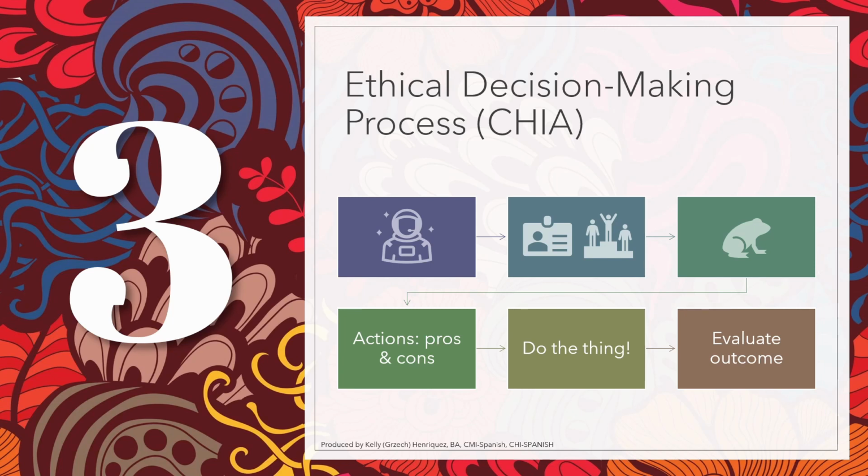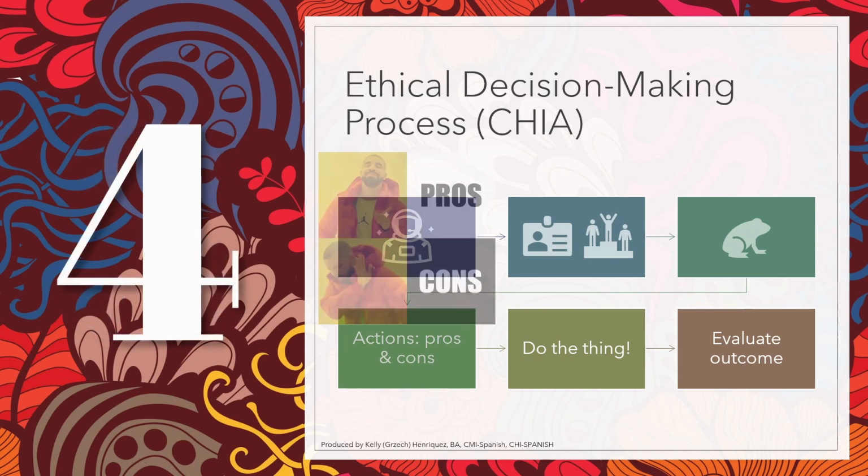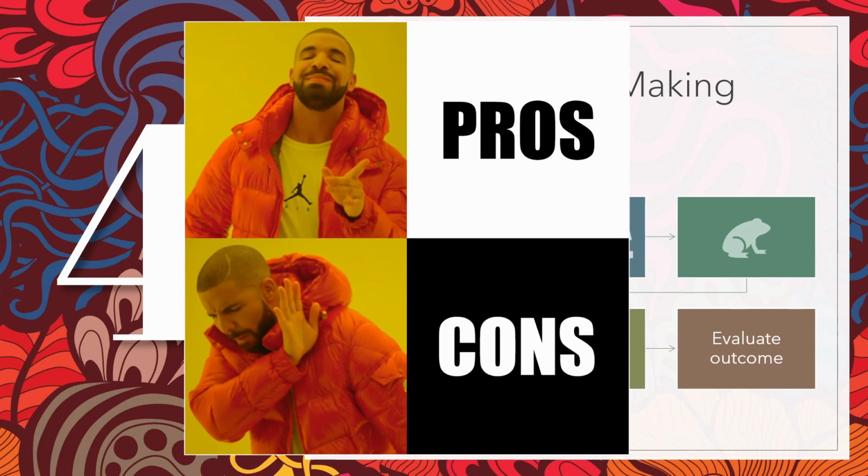Now, step 4 is we're going to come up with some different possible actions, and we're going to weigh the pros and cons, the risks and the benefits of each action. Now, I don't care much for Drake, but this is a good meme for this one. Oh my goodness, Hotline Bling, right? That's the song. So, pros and cons. What are your pros? What are your cons of each action?